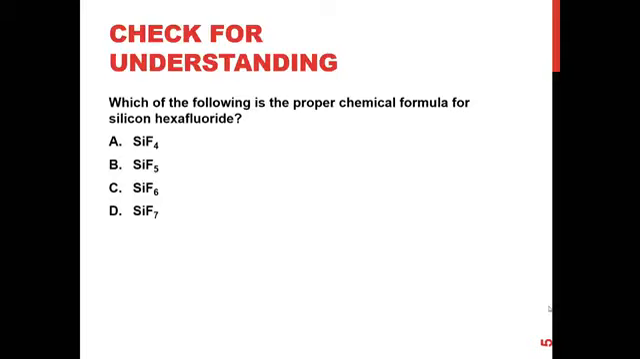The question this time is, which of the following is the proper chemical formula for silicon hexafluoride? Pause the video, make a selection of your answer, and then hit play to see if you are right. Silicon hexafluoride implies that there is one Si and 6 hexa Fs. The proper formula, SiF6. Correct answer is C.